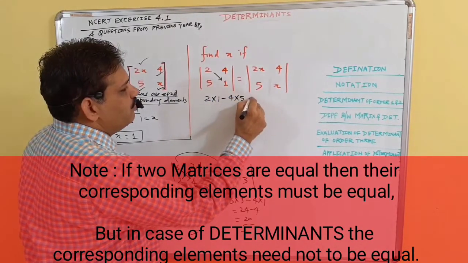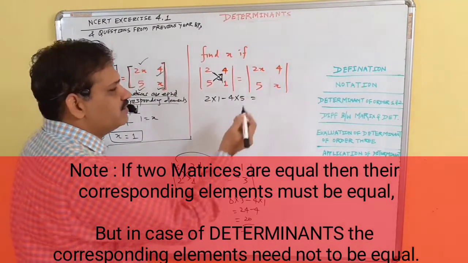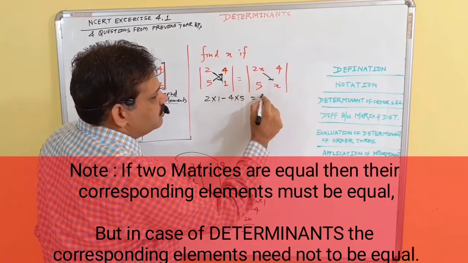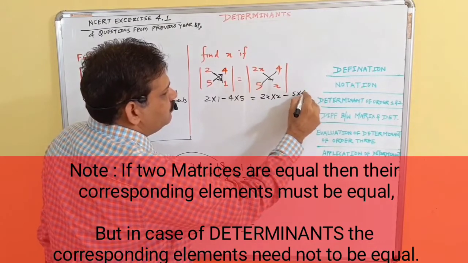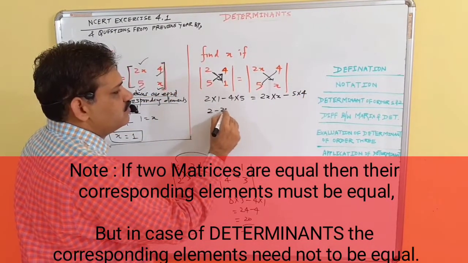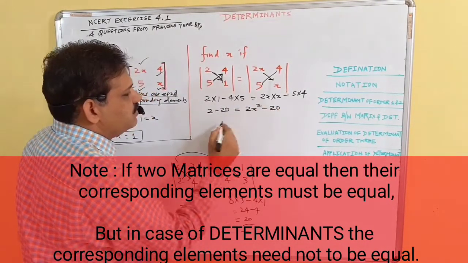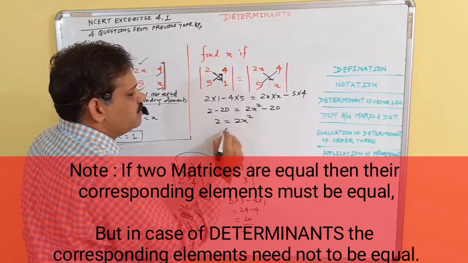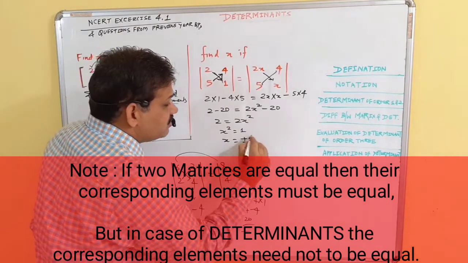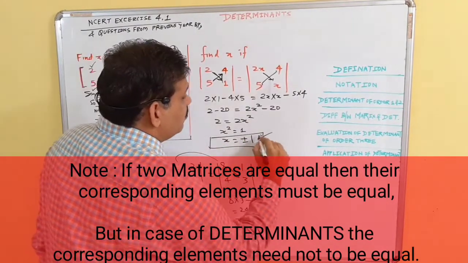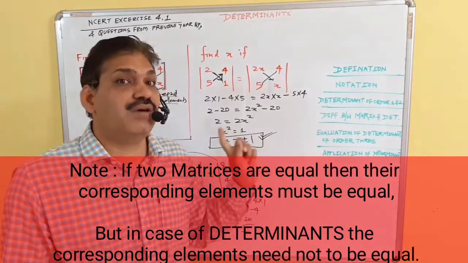Since the values of two determinants are equal, we evaluate the value: 2 into 1 minus 4 into 5. The product of leading diagonal minus the product of elements in non-leading diagonal. This gives us 2x into x minus 5 into 4. So 2 ones are 2, minus 4 fives are 20, is equal to 2x square minus 20. This minus 20 is cancelled out. 2 is equal to 2x square. x square is equal to 1. That gives us x is equal to plus minus 1.